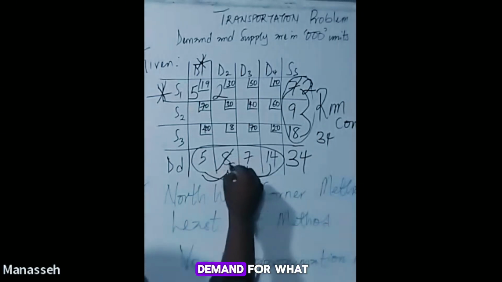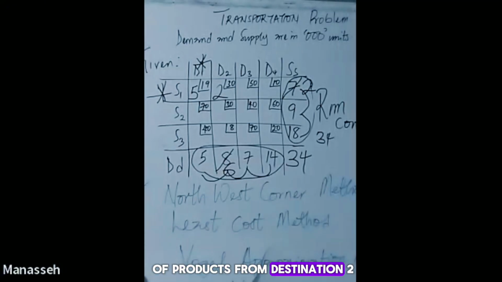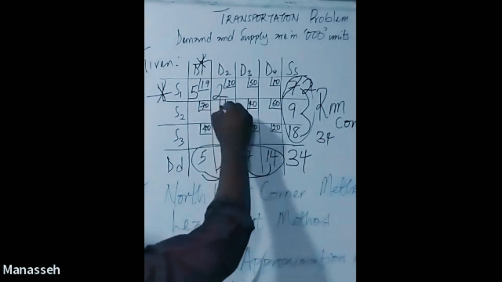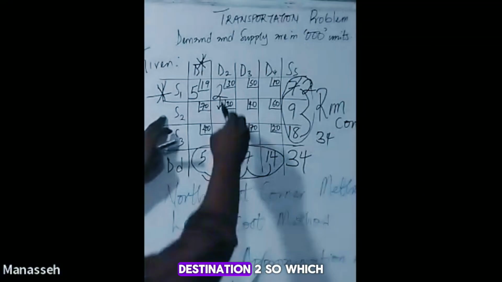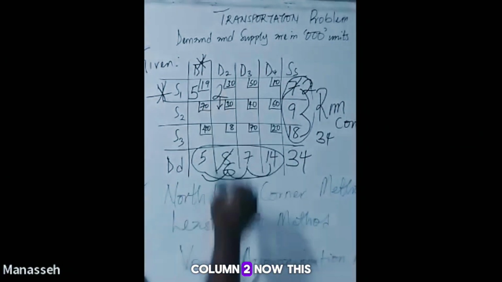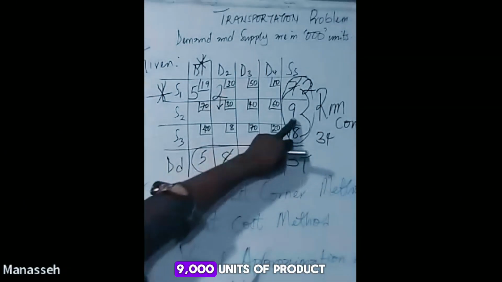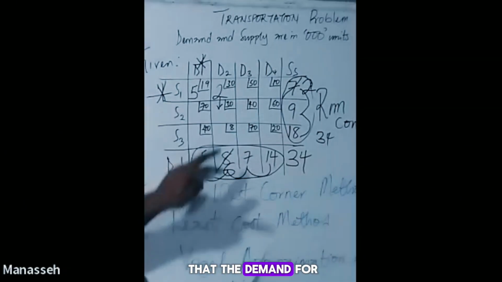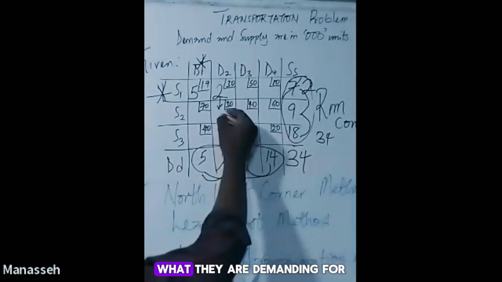However, there is still a demand for 6,000 units of products from destination 2. And how do you satisfy that? So you move downward to where you have source 2, destination 2, which is cell row 2, column 2. Now in this cell, if you notice, source 2 can give 9,000 units of products. The demand for that particular destination is 6,000 units. So northwest corner is saying give according to what they are demanding.